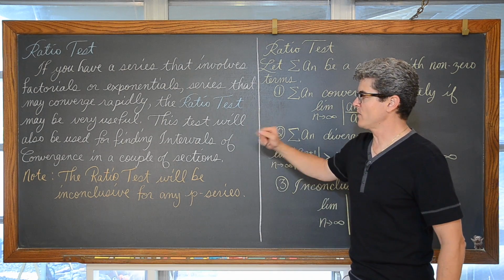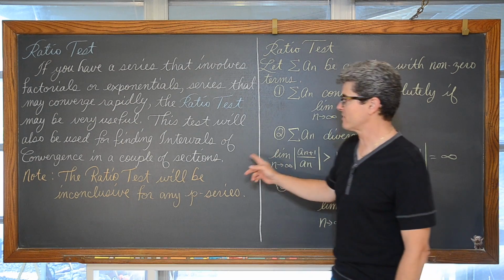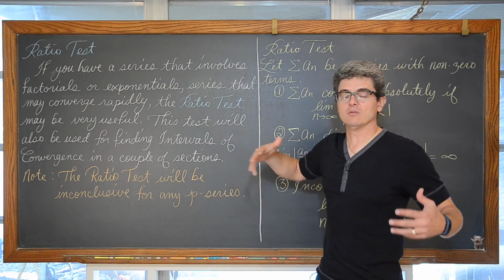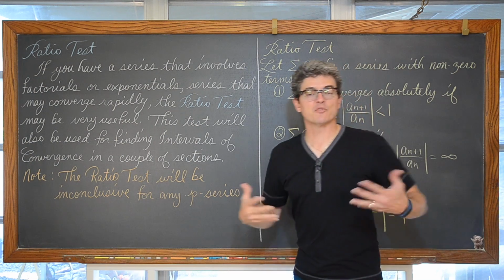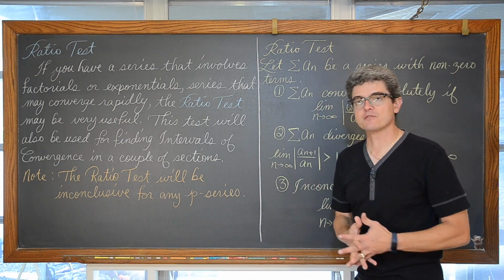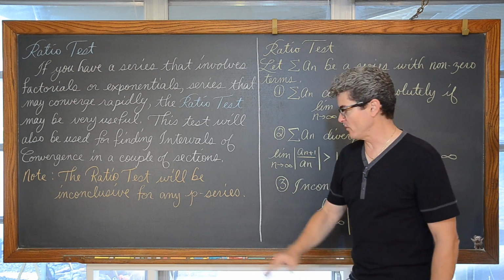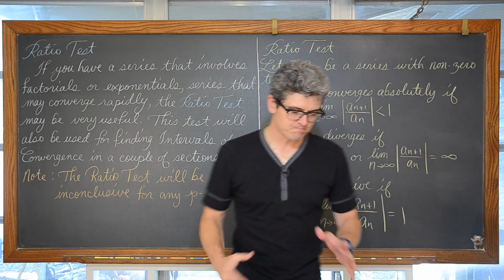This test is going to be used for finding intervals of convergence in a couple of sections, so we're not going to just use this test right now and forget about it. It's going to come right back around and be really useful for us in the near future. The ratio test will be inconclusive, by the way, for any p-series.